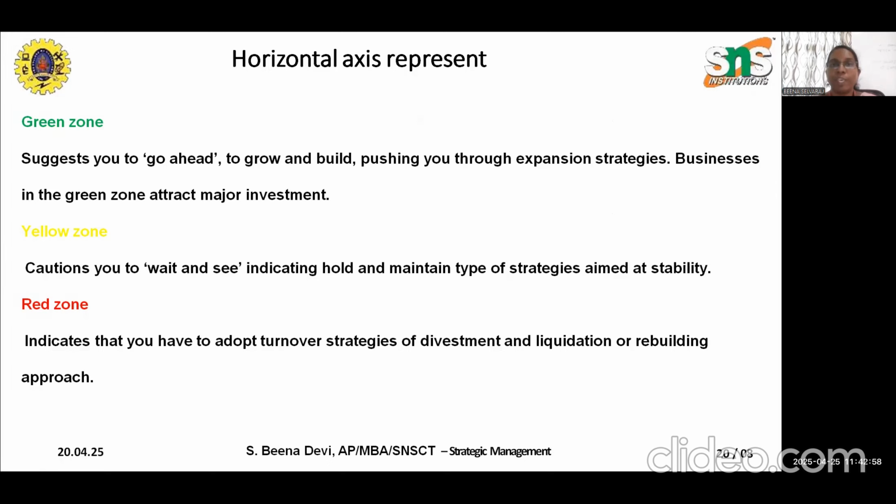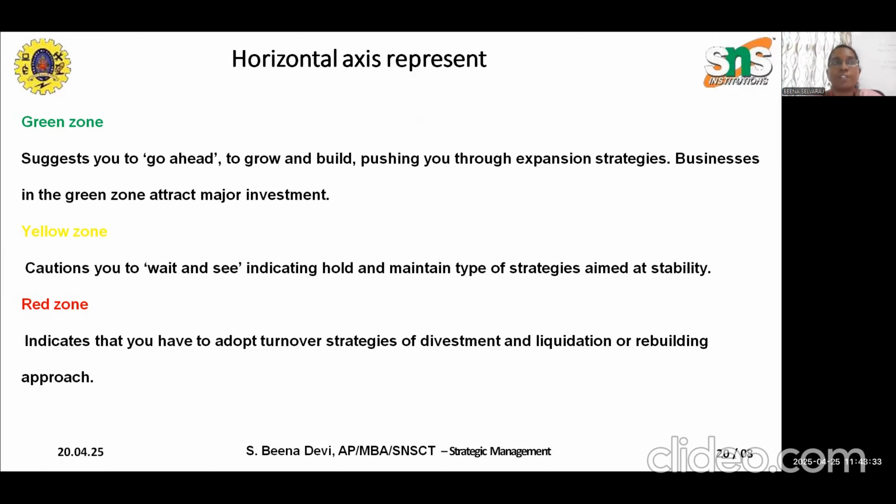Based on that, we are considering three zones: the green zone, the yellow zone, and the red zone. Like the traffic signals, the green signal represents go ahead. Here also, when the organization is in the green zone, it represents go ahead, to grow, to build, to push through expansion strategies. So the business in the green zone can attract major investment.